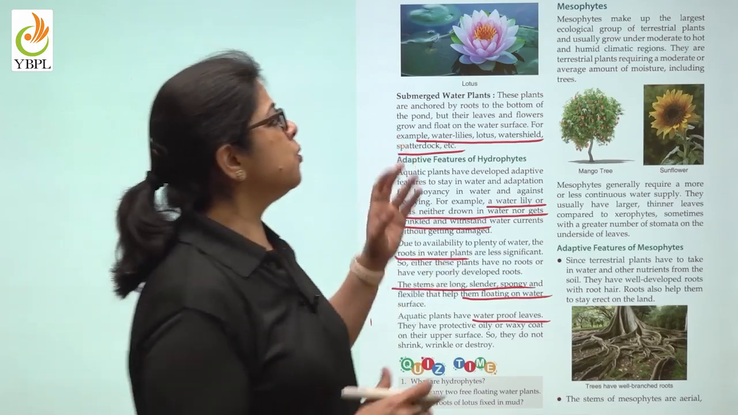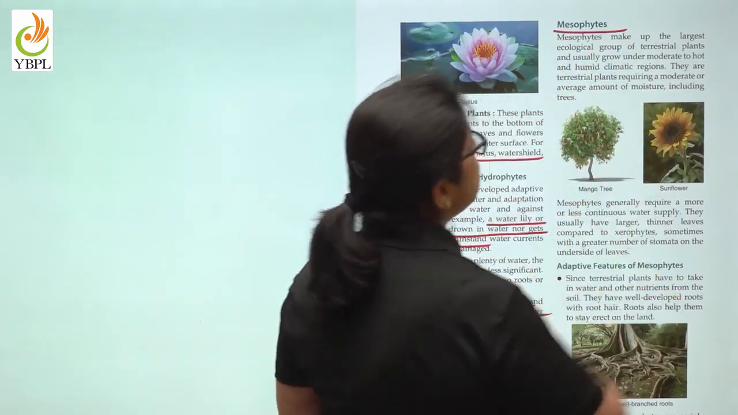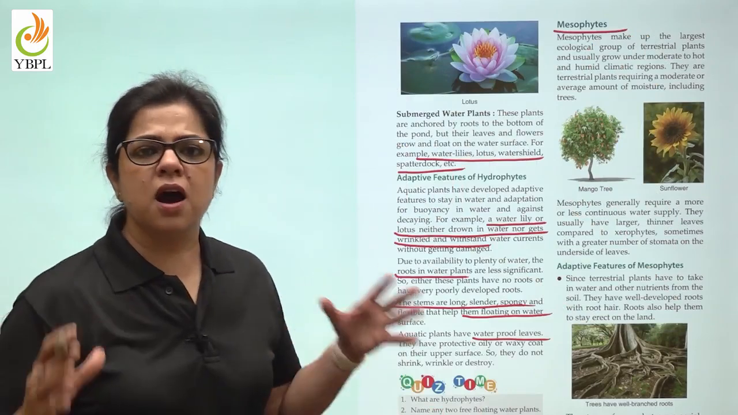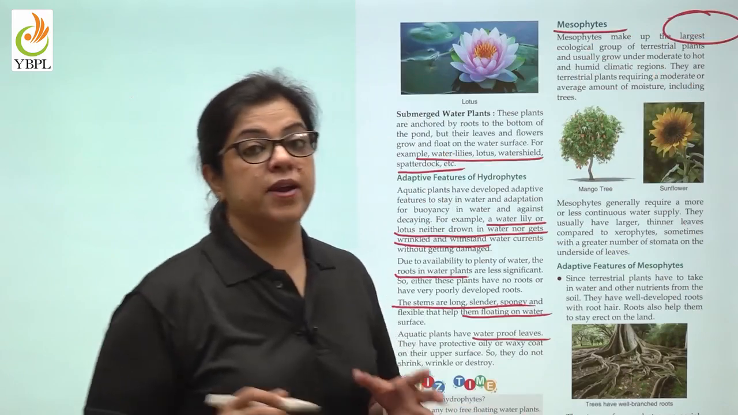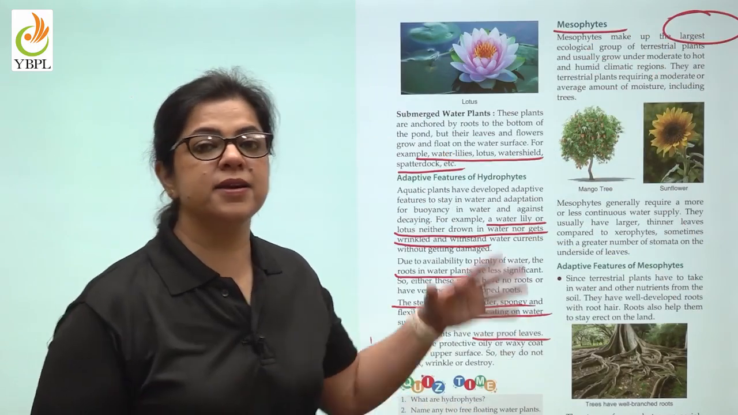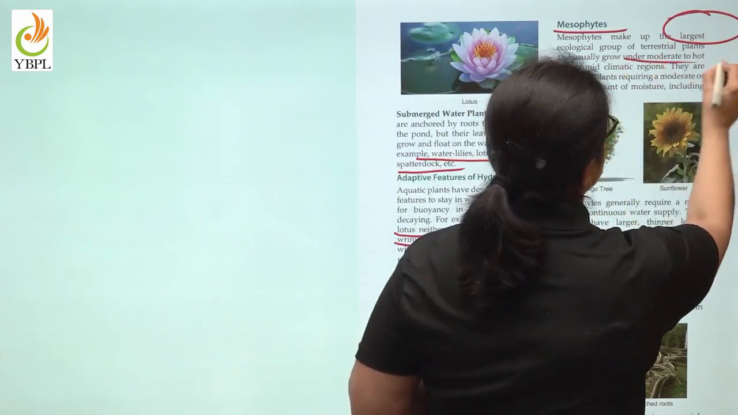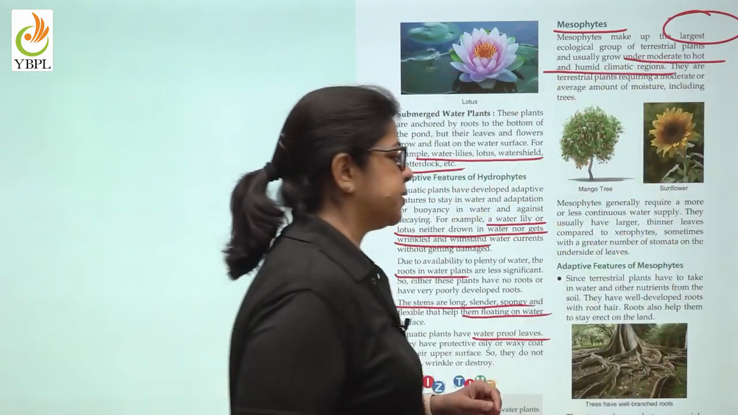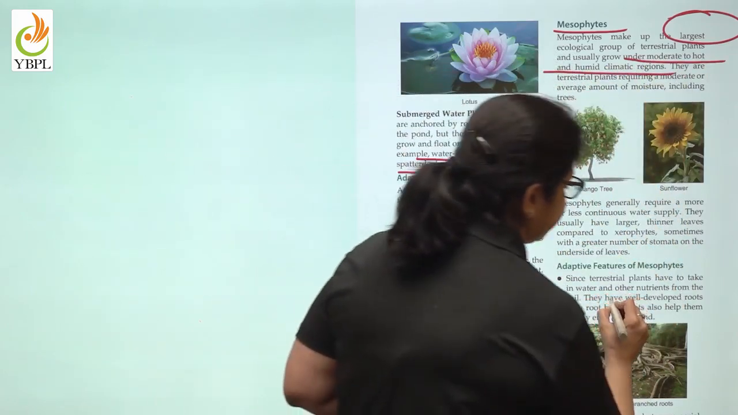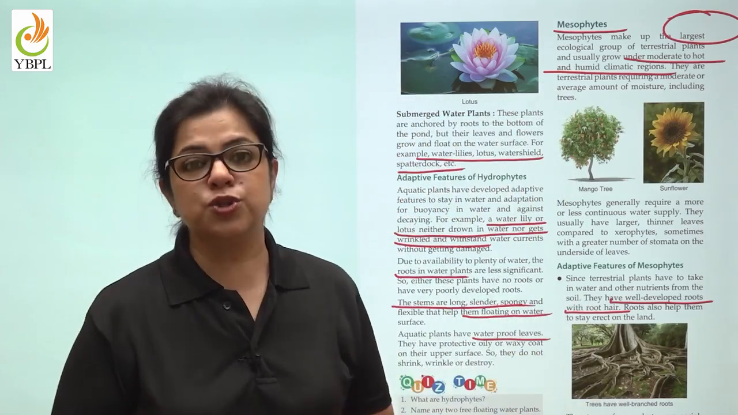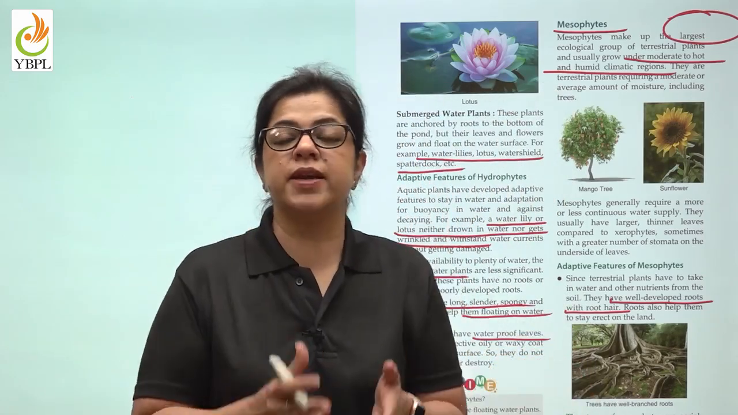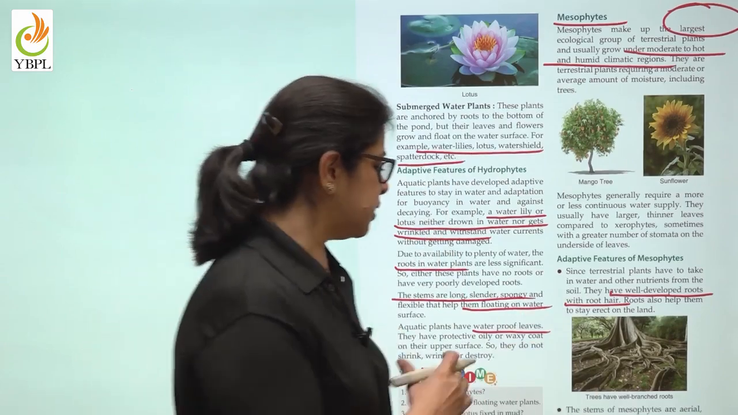Coming next to mesophytes. Now, mesophytes are actually the largest group of terrestrial plants. And where do we find them? We find them in areas which have a moderate to hot and humid climate. Number 1, they have very well developed roots with root hair, and they also help the plant to stand straight above the surface of earth.